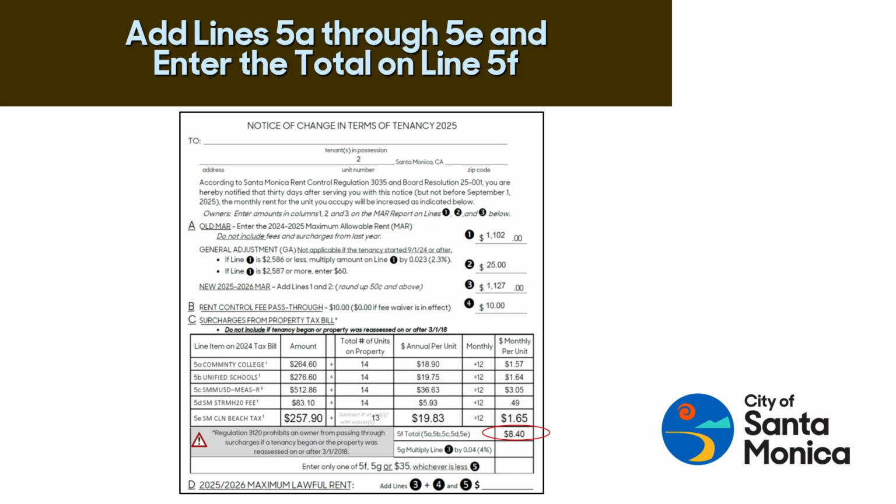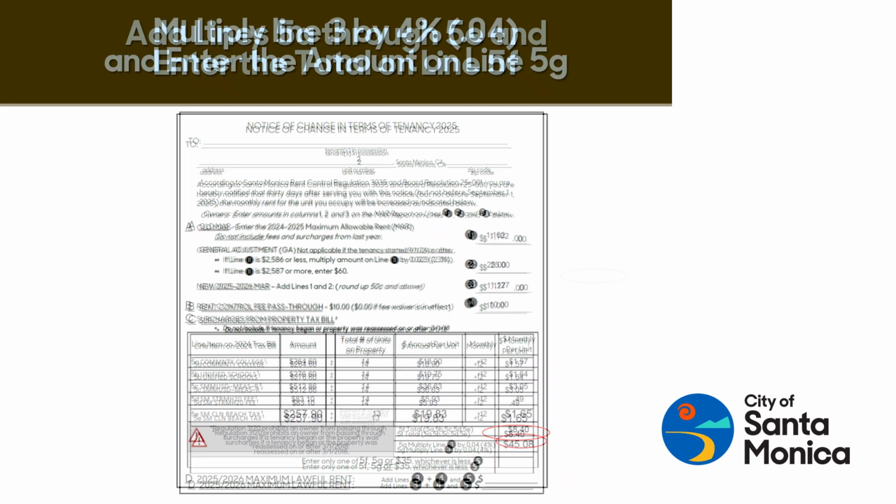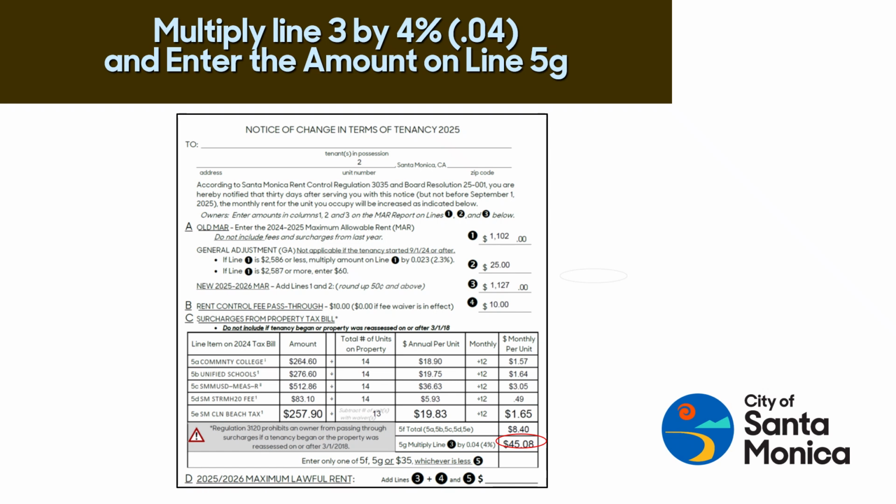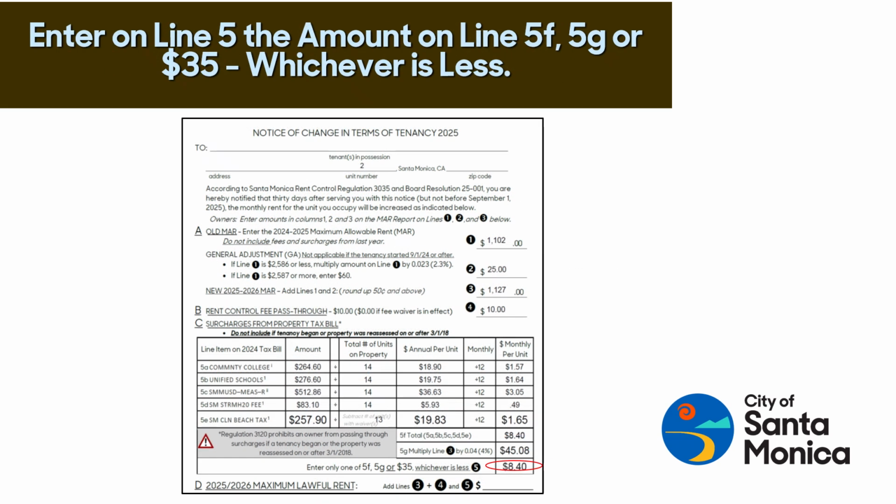Once calculated, add lines 5A through 5E and enter the exact amount in 5F. Multiply line 3 by 4% and enter the amount on line 5G. Now that we have calculated 5F and 5G, the amount entered on line 5 will be the lesser of 5F, 5G, or $35. In this sample, it is $8.40.